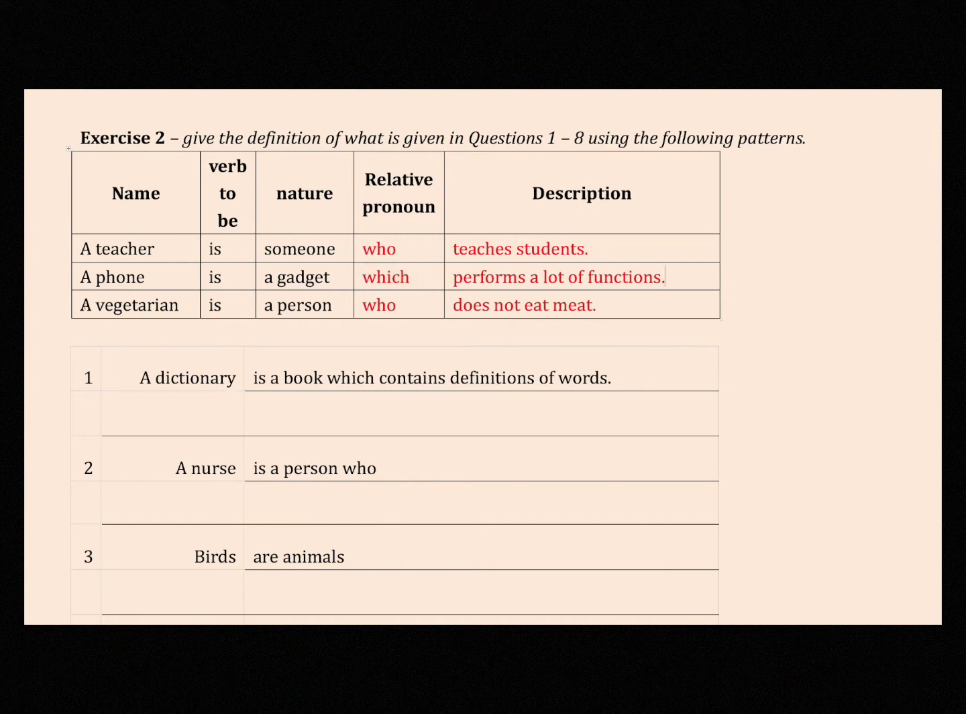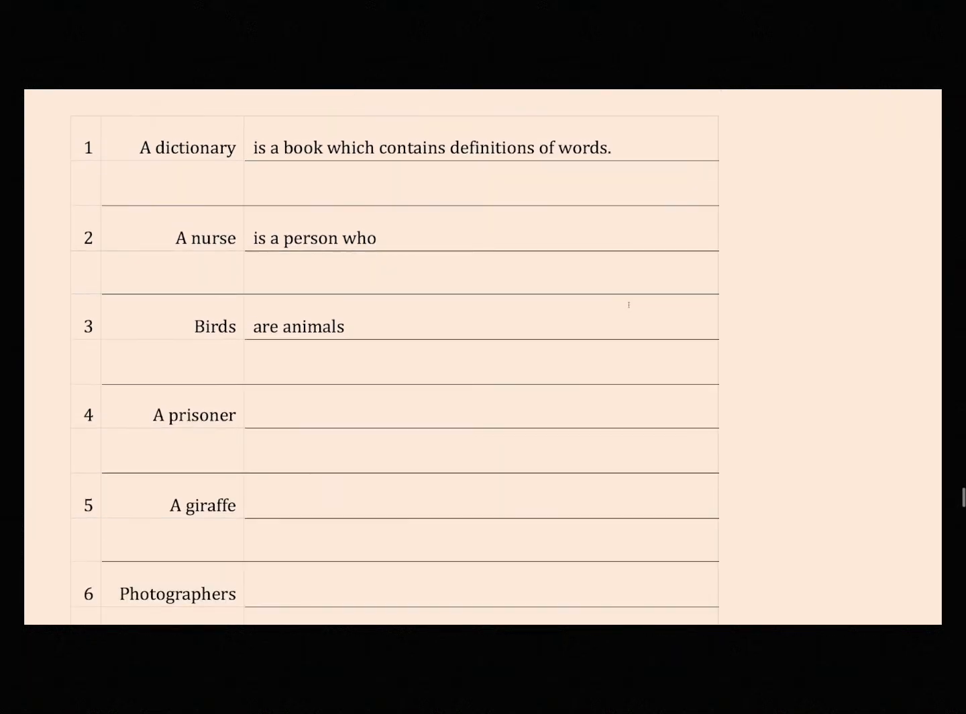The third example, a vegetarian. What is a vegetarian? A vegetarian is a person, okay, who does not eat meat. We use who to refer to a person because a person is people, and that's why we use who to talk about that person. Okay, so a vegetarian is a person who does not eat meat.